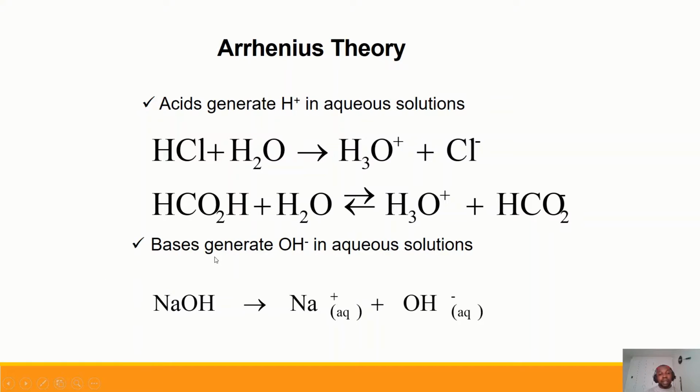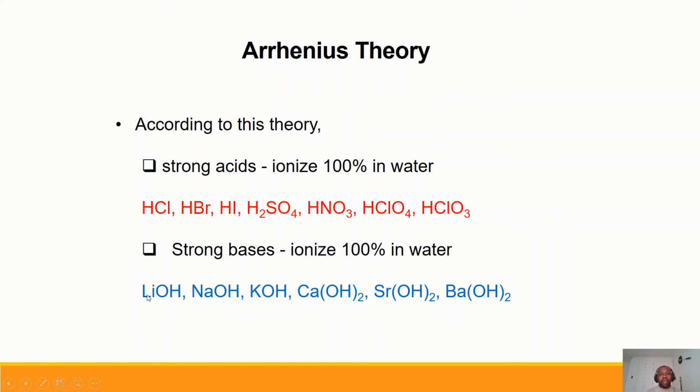For bases, Arrhenius says that the base will generate OH minus in aqueous solution. So for example, if you dissociate sodium hydroxide in solution, it's going to split into sodium ion and then give you hydroxy ion. And that is another classical example of Arrhenius bases. Arrhenius says that when it dissociates, it's going to give us this. So this is a classical example of Arrhenius bases.